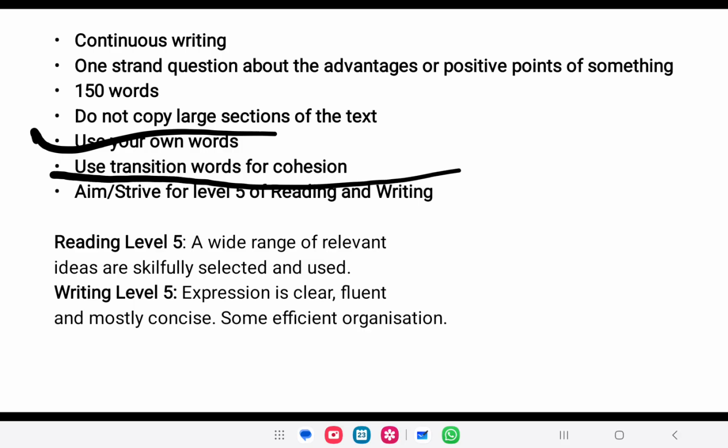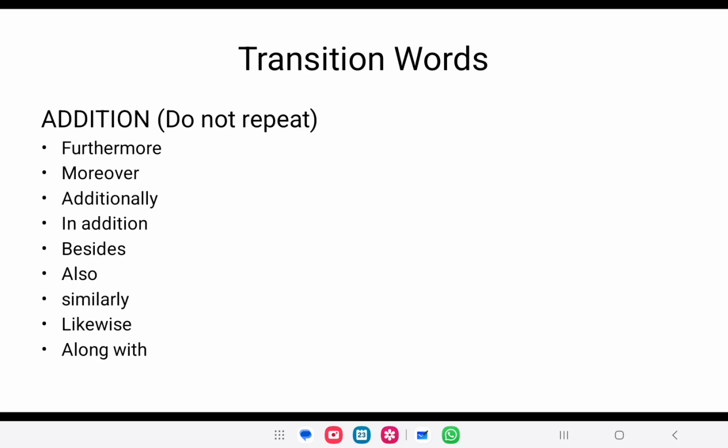Now, what is a transition word? Transition words are important for continuous writing. If you want to show that this is continuous writing, you need to use these transition words. Let's have a look at the transition words. These are a few transition words. There are many more. Furthermore, moreover.